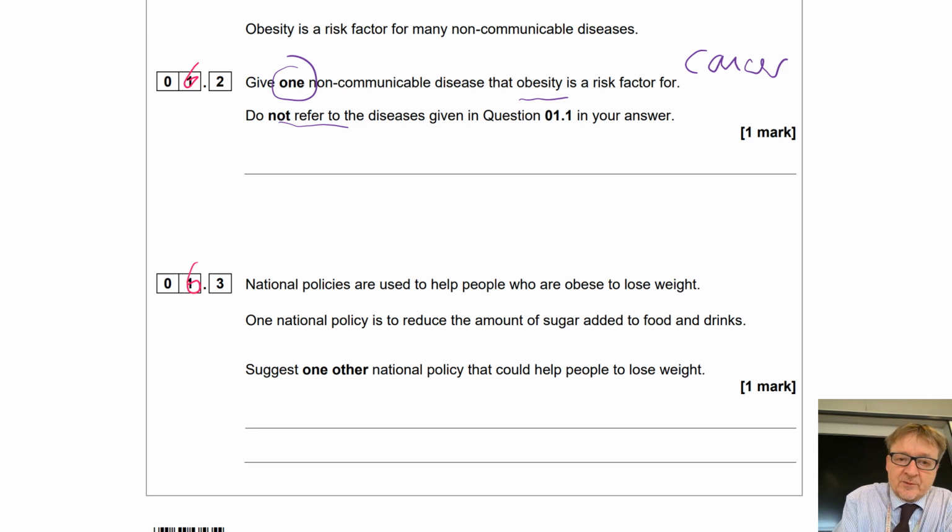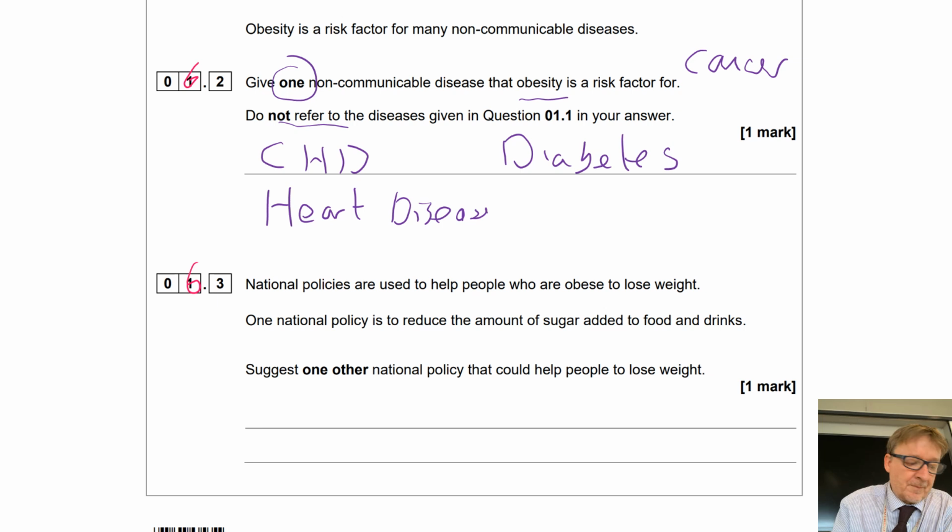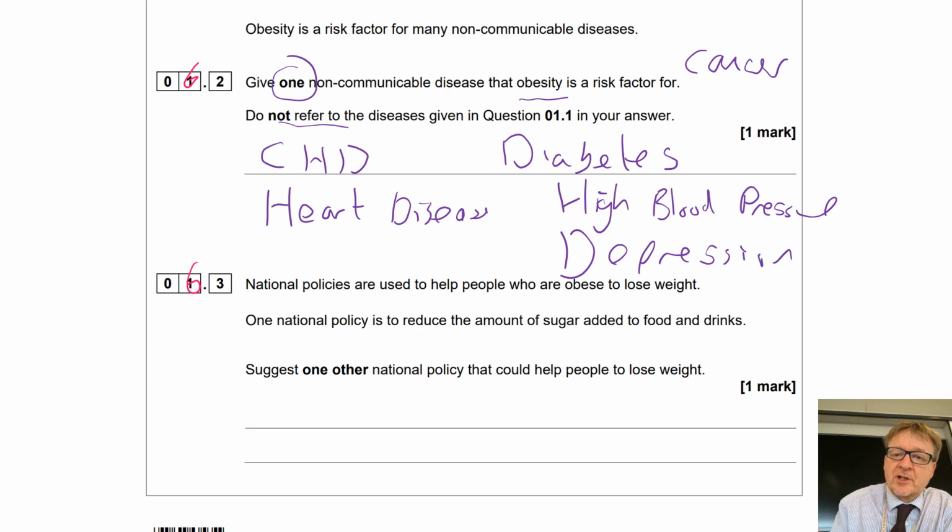Right, now there's a number of these different ones that you could have. You could have coronary heart disease. Okay, that is then due to obesity. It's due to large levels of fat in the blood and in arteries. You've also got heart disease, okay, which is kind of another option, very similar to the previous one. You've got diabetes. You've got high blood pressure. Okay, and then you've even got something like depression. Okay, so they are all non-communicable, right, that are often due to being overweight.